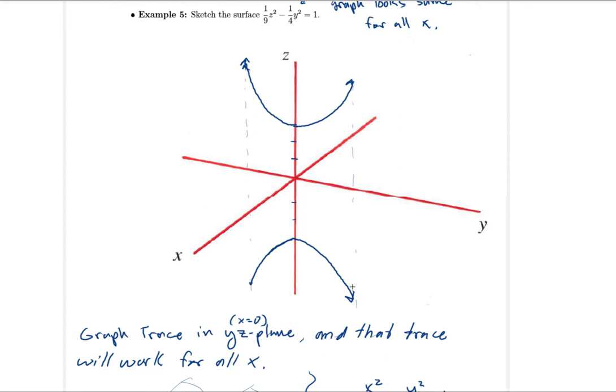Okay, and so there's my hyperbola in the YZ plane. Now I want to indicate though that this is not just a hyperbola, but it's a hyperbolic sheet, right? Because it's the same graph throughout all the x's. So I'm going to go way back here. I'm going to go back 1, 2, 3, 4. I guess we'll go back 4.